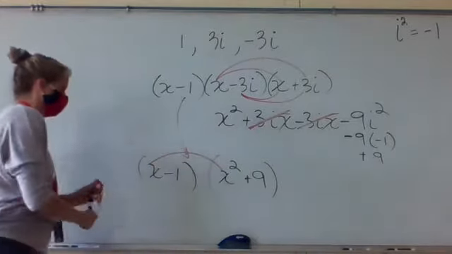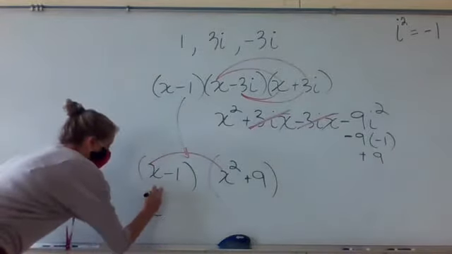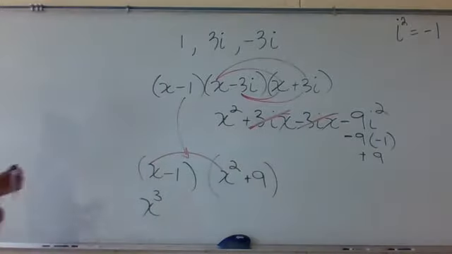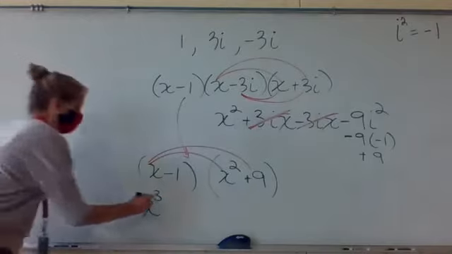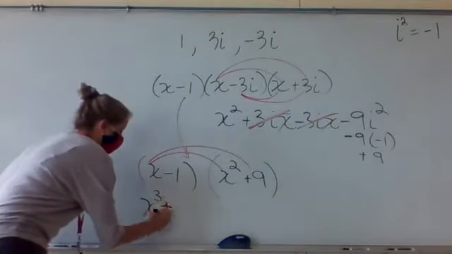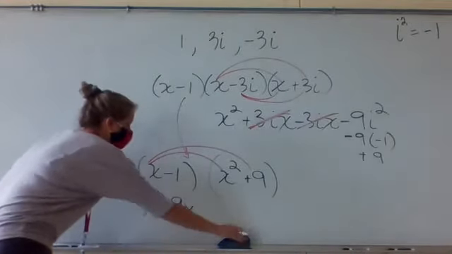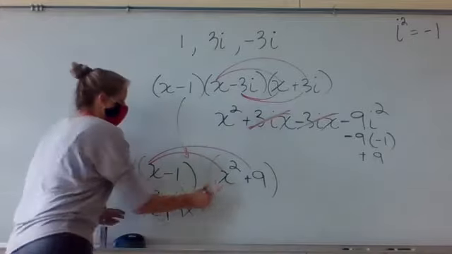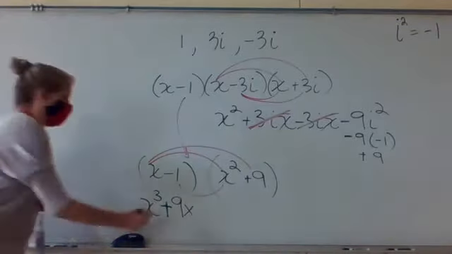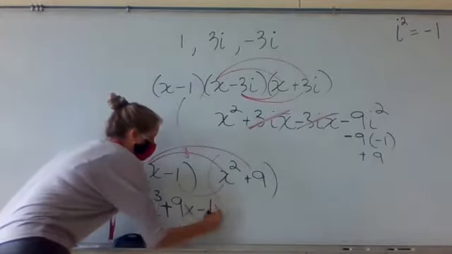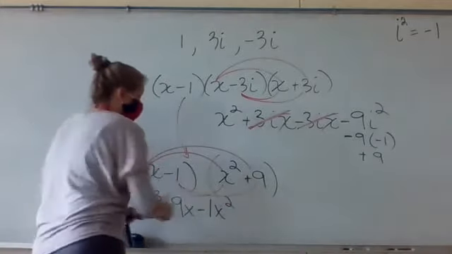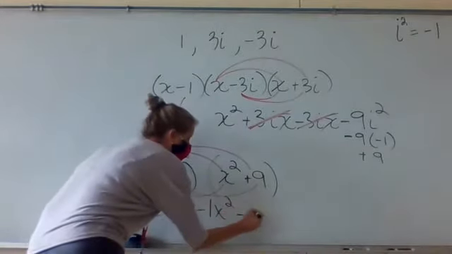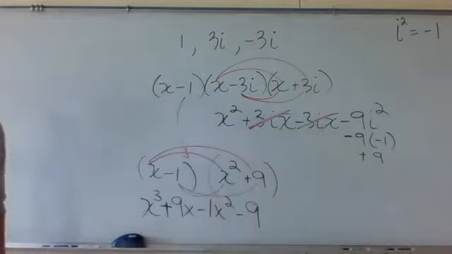X times x squared gives me x to the third. X times positive 9 gives me positive 9x. Negative 1 times x squared gives me negative 1x squared. And your last, negative 1 times positive 9, is negative 9.